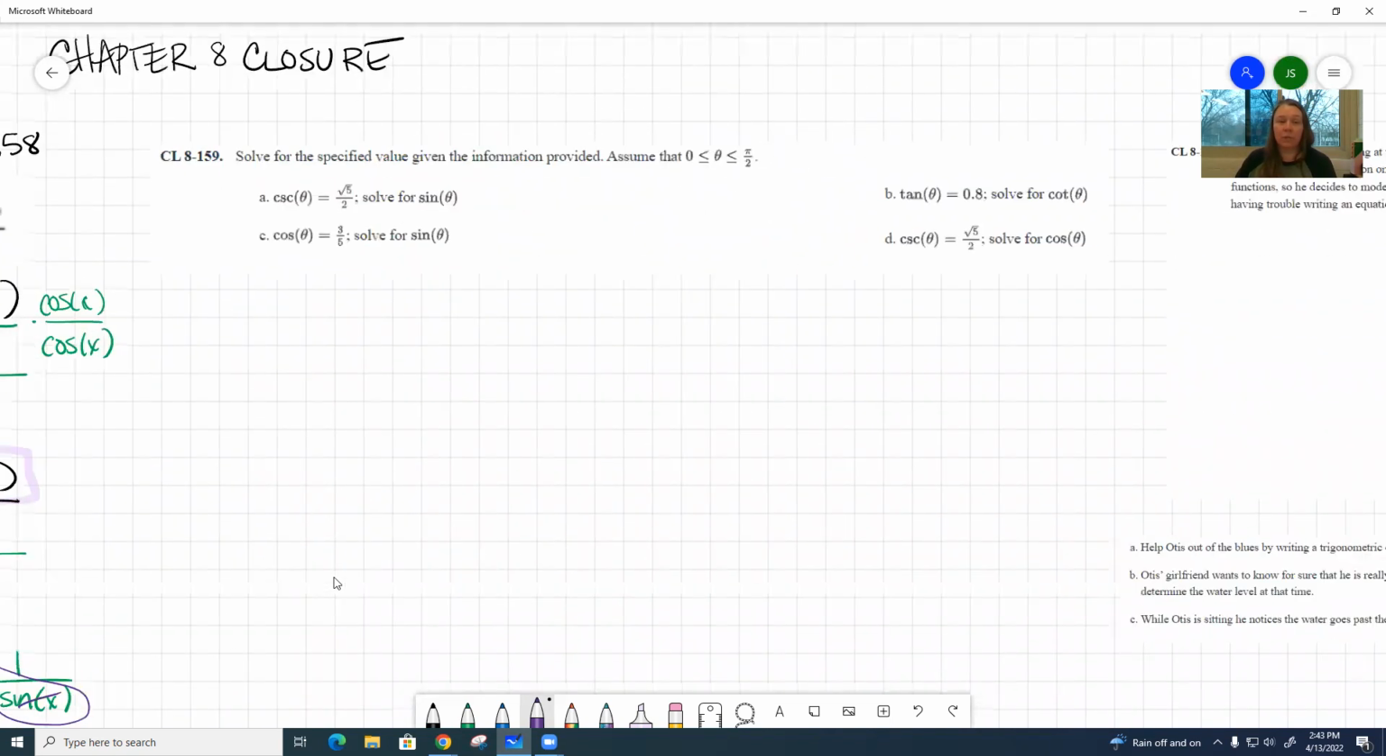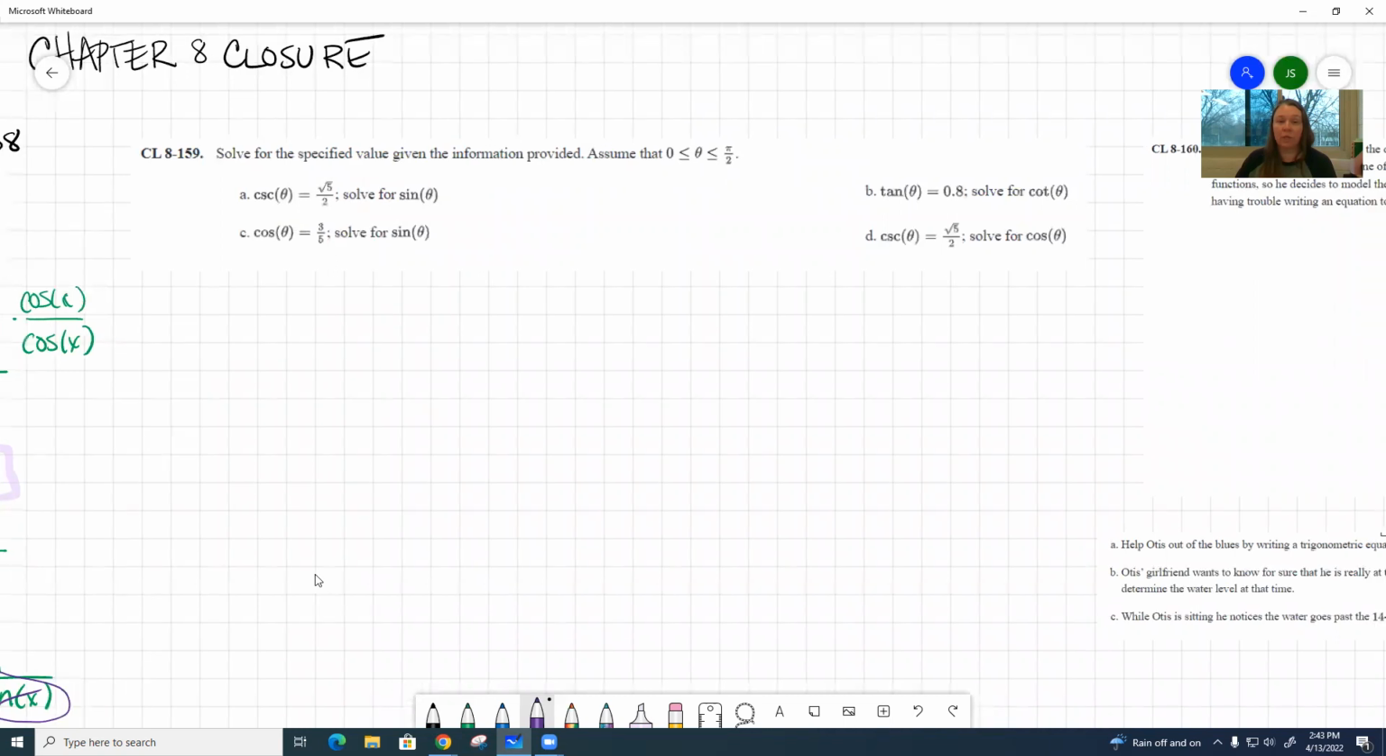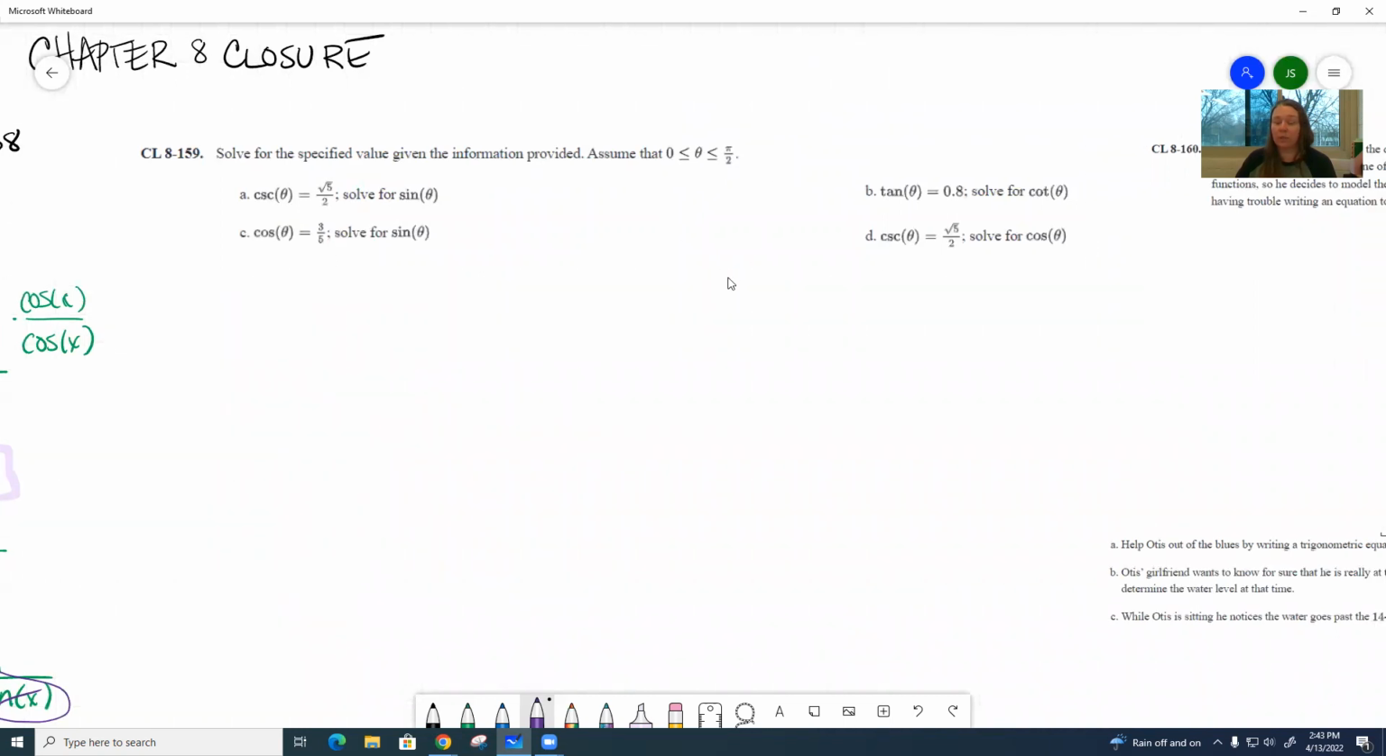159. Solve for the specified value given the information provided. Assume that the angle falls between 0 and pi over 2. That just means if you were thinking about a unit circle, it's something in the first quadrant. So if the cosecant is root 5 over 2, find the sine. Remember, cosecants and sines are reciprocals of each other. So if I know the cosecant, then the sine is just the reciprocal.